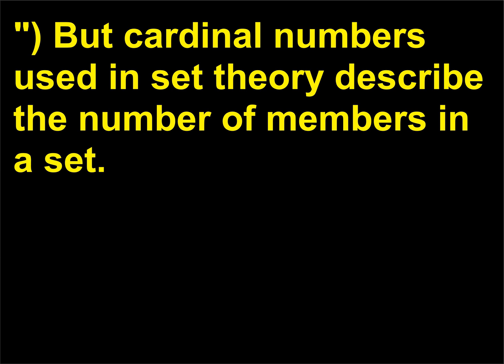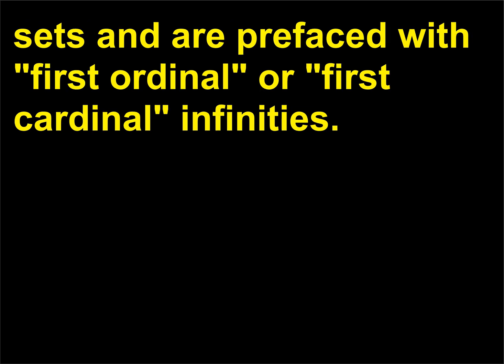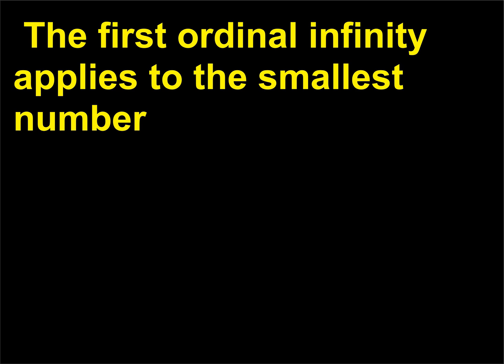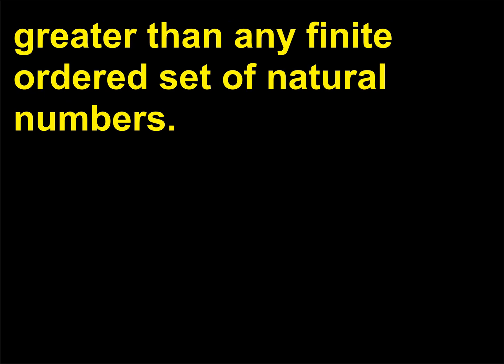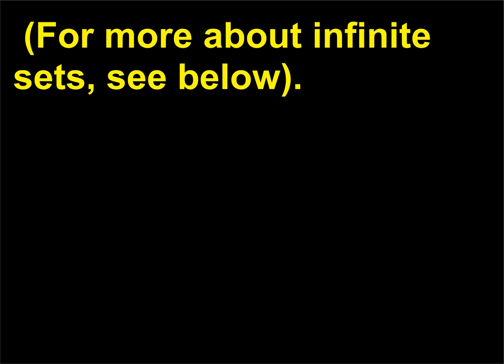But cardinal numbers used in set theory describe the number of members in a set. Both ordinal and cardinal numbers are further used to describe infinite sets and are prefaced with first ordinal or first cardinal infinities. The first ordinal infinity applies to the smallest number greater than any finite ordered set of natural numbers. The first cardinal infinity applies to the number of all the natural numbers. For more about infinite sets, see below.